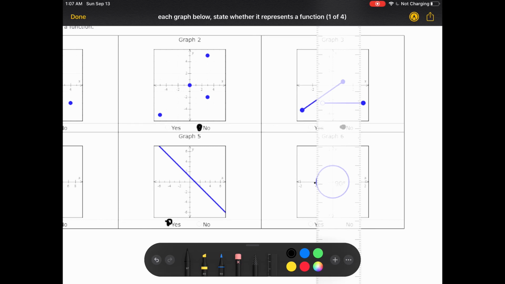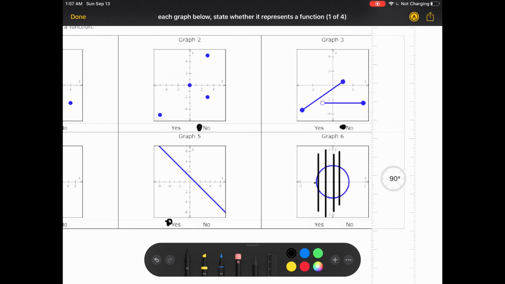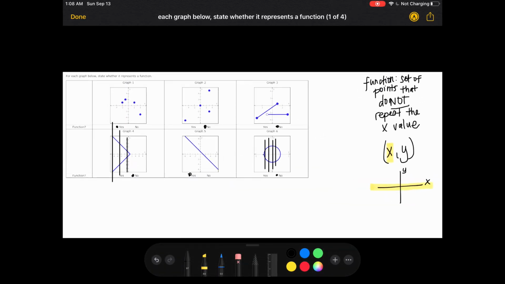All right, and my last one. At the very, very edge, there is one itty bitty tiny point right there that doesn't hit twice. But the second I go over, it hits these things twice. So is this a function? No, it is not.